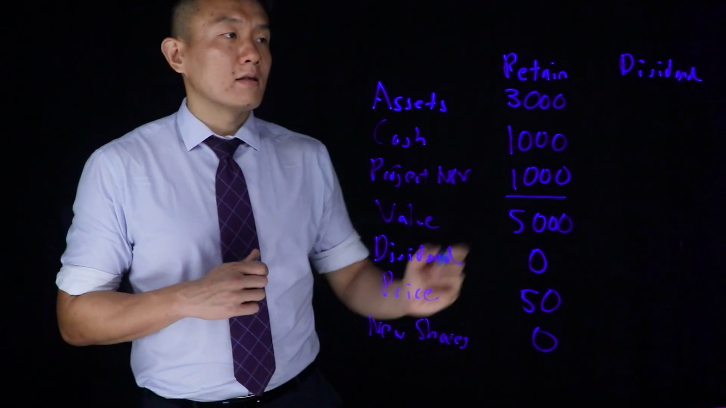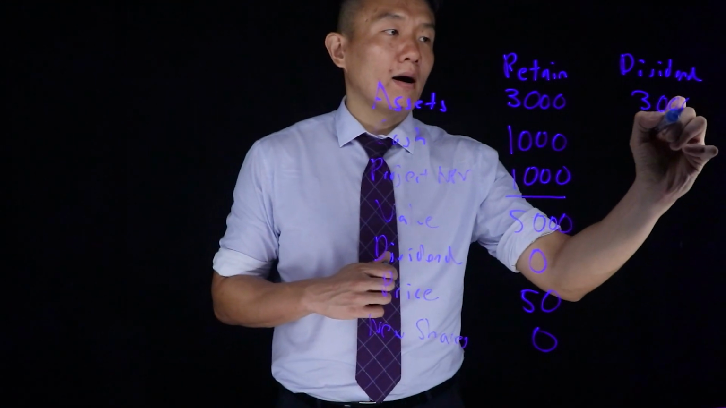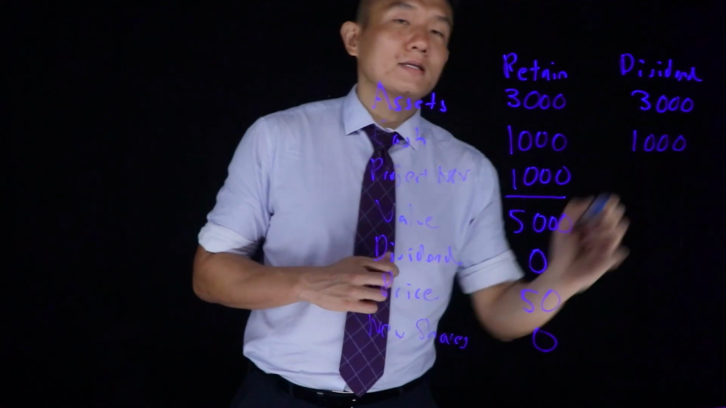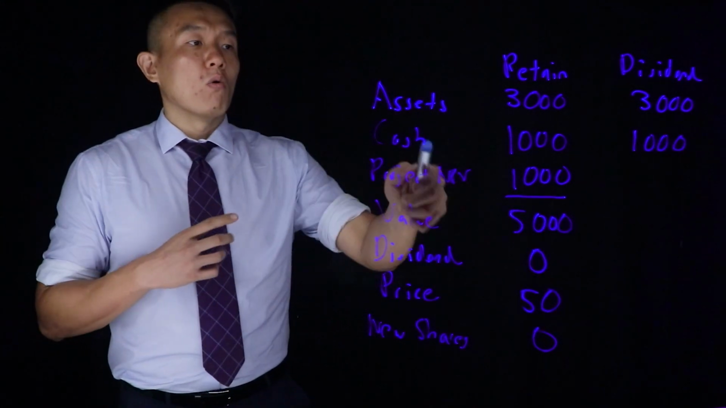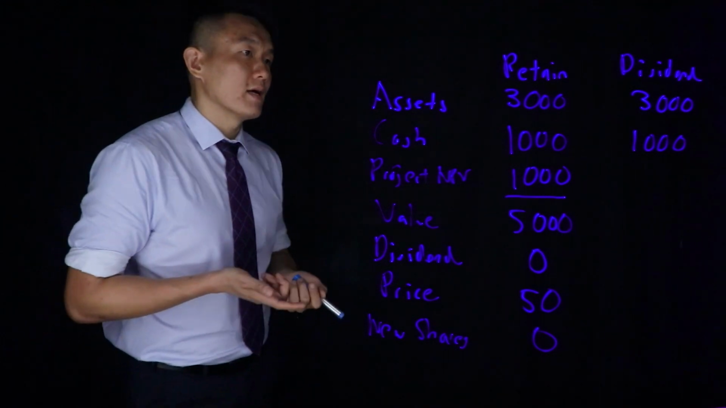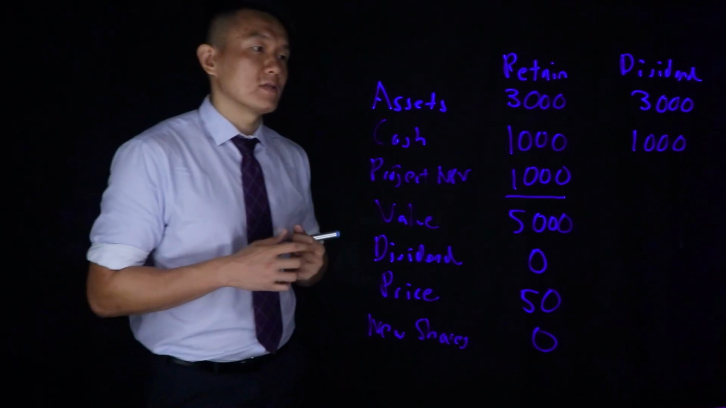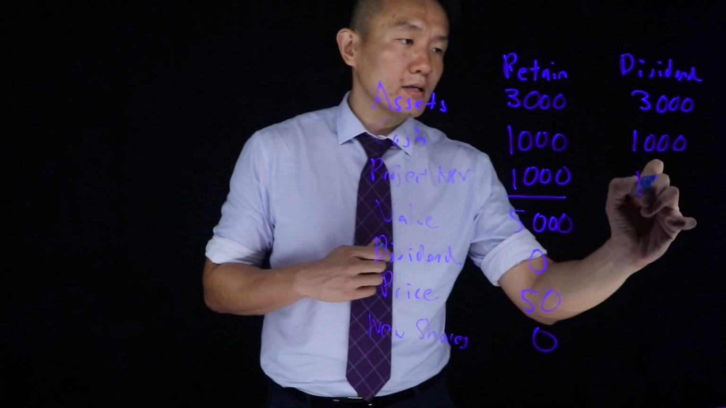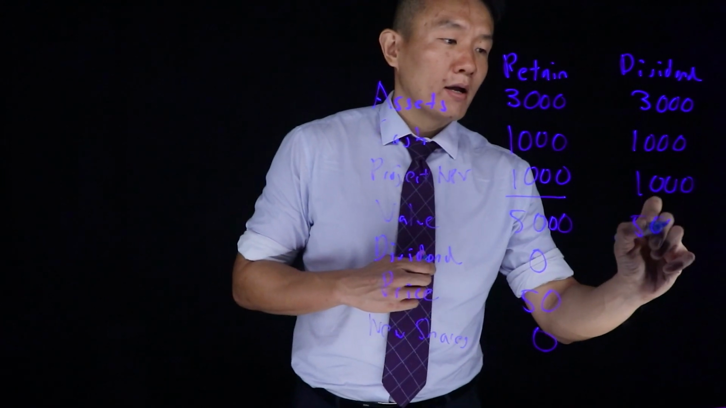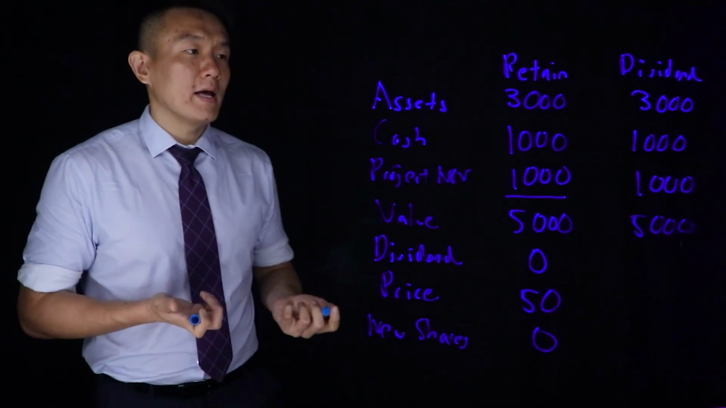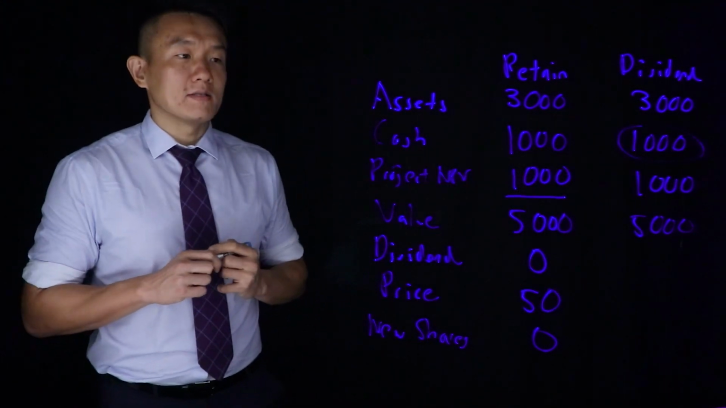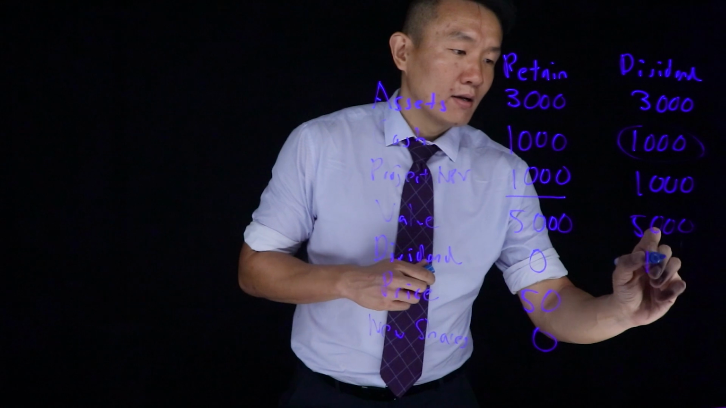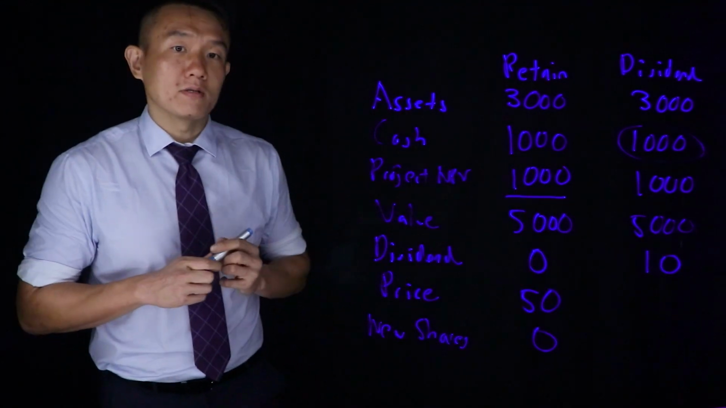The fact that the project has a positive NPV means that the firm is going to invest in the project whether it pays a dividend or not. So let's think about an alternative scenario, where the firm insists on paying out this 1,000 as a dividend. So it's paying a dividend of 10 to its shareholders.